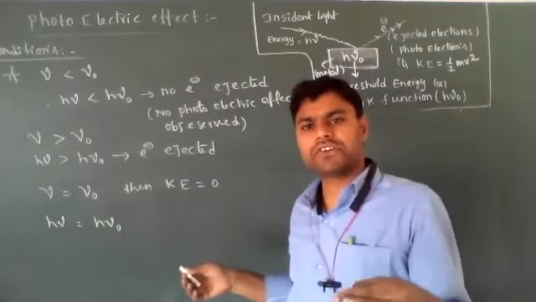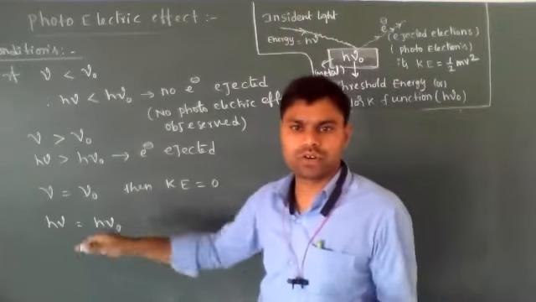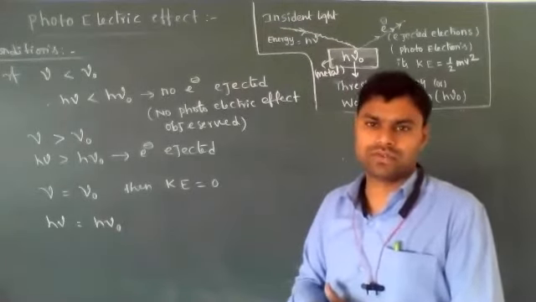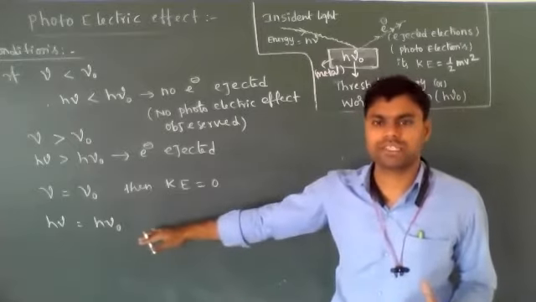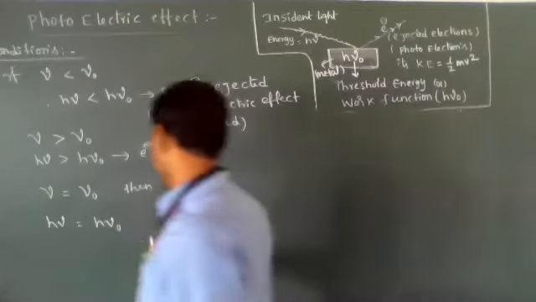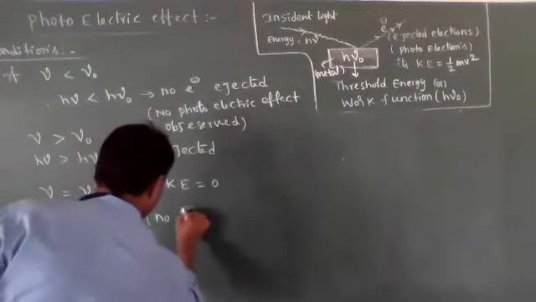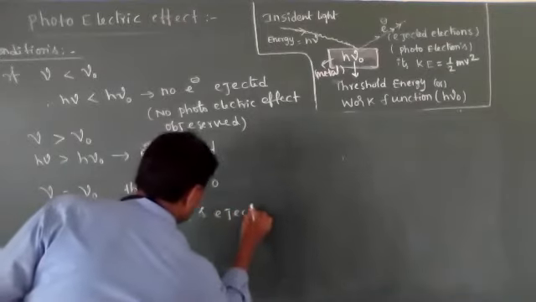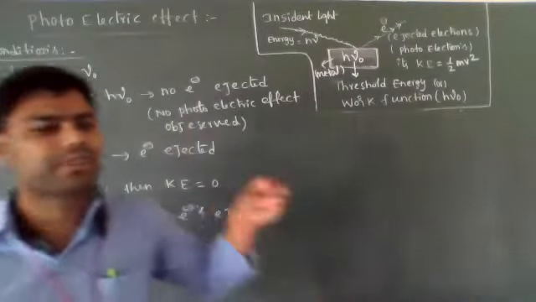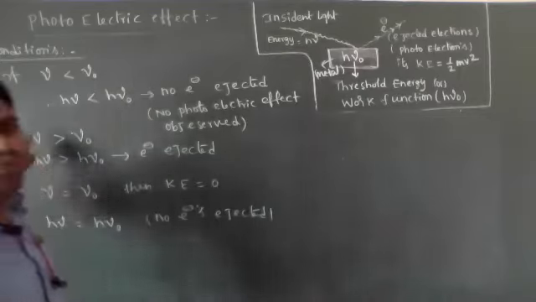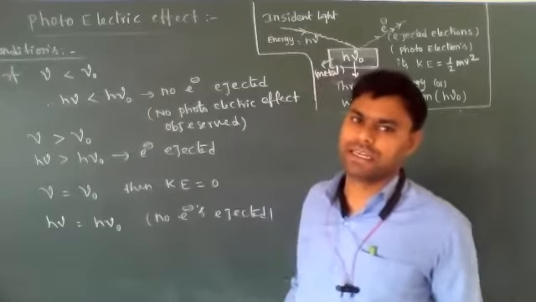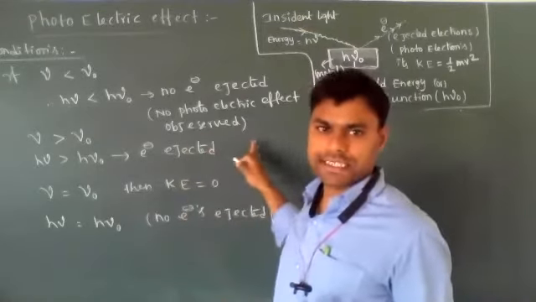But how much energy is utilized? That energy is exactly useful to overcome the attractive forces between the nucleus and electrons. But kinetic energy is equal to 0, which means no electrons are ejected. So the photoelectric effect is observed only when the incident light frequency is more than the threshold frequency. In that case only will the electrons be ejected.